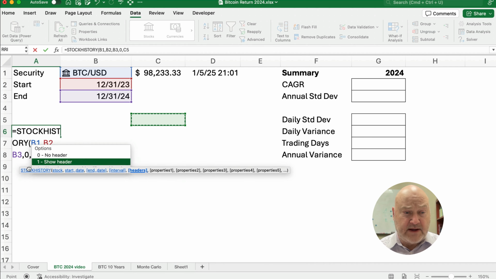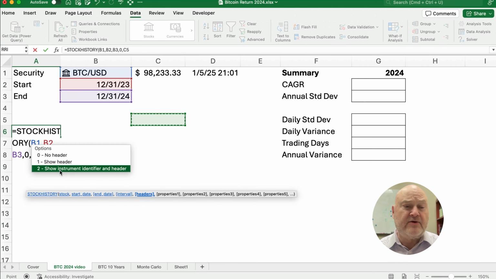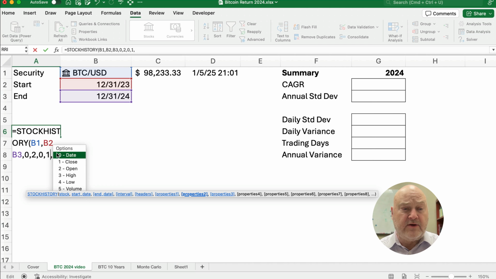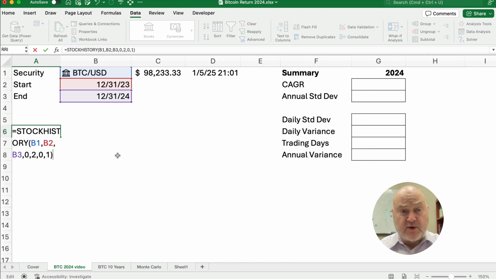This is kind of in the way here, so let me move it. So I want to show the instrument identifier and header, so I'm going to do that. I'm going to hit a comma, and it's going to say, what do you want? I want the date, and I want the close. I don't need any of these other things, so I'm just going to close with the parentheses. And it should pull the daily prices for Bitcoin in between those two dates.